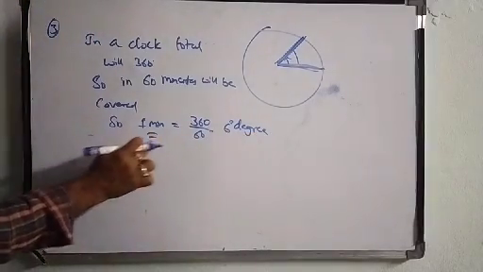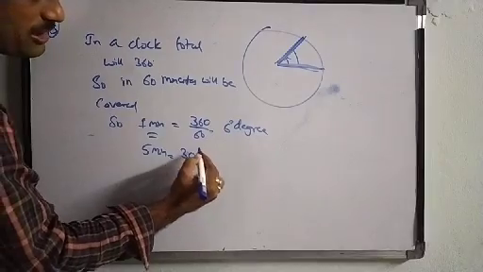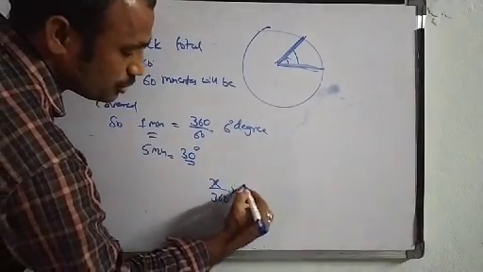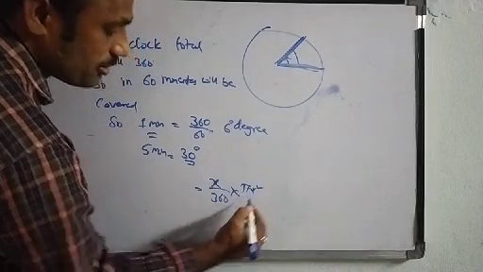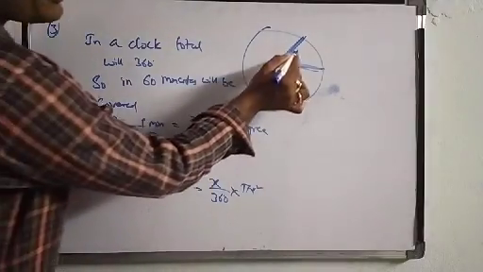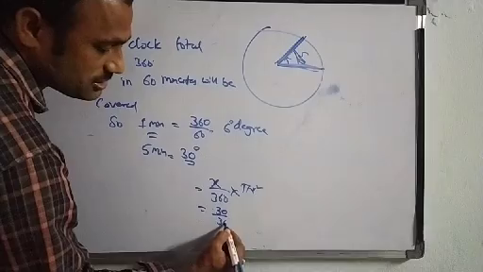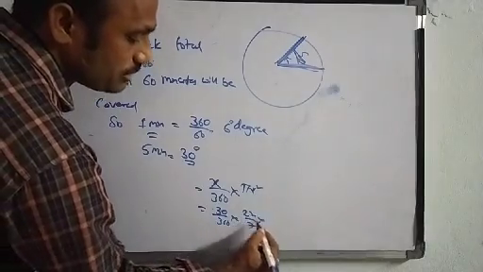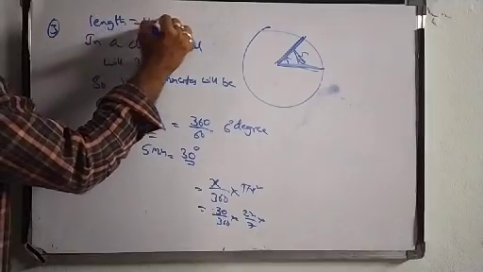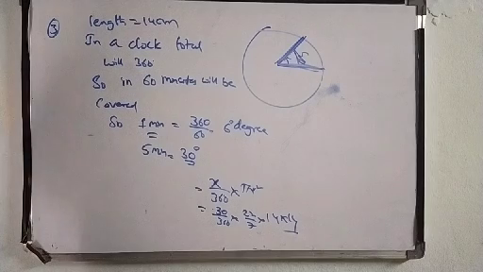So 1 minute equals 6 degrees. In our question it is 5 minutes, so 5 into 6 will be 30 degrees. So our formula is x by 360 into pi r square, because he is asking the area swept. So x by 360, where x is 30, 30 by 360 into 22 by 7 into the length of the minute hand, which is given as 14 centimeter. So 14 into 14. With further simplification, you will get the answer.